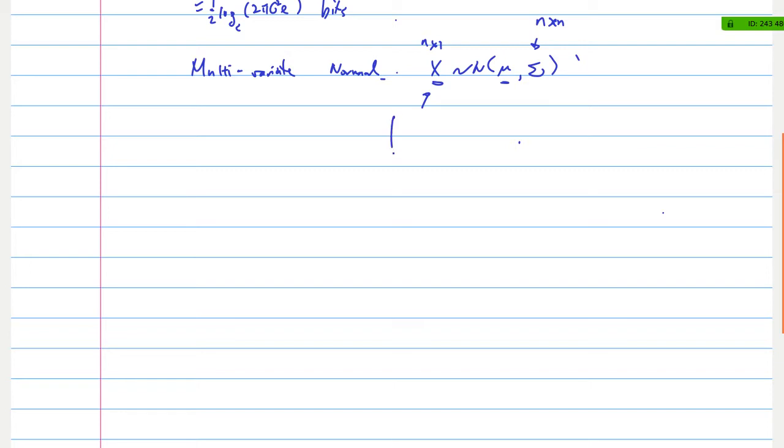If you have x, which is actually x1, x2 up to xn here, then this matrix is basically the sigma ij element, which is just equal to the expectation of x_i minus mu_i times x_j minus mu_j, taking expectation. So the variance is a matrix. This is called the covariance matrix. Covariance is a matrix.